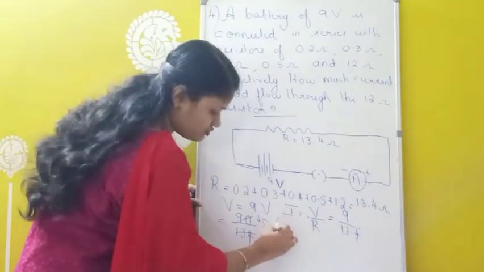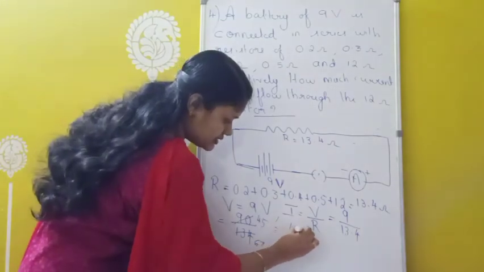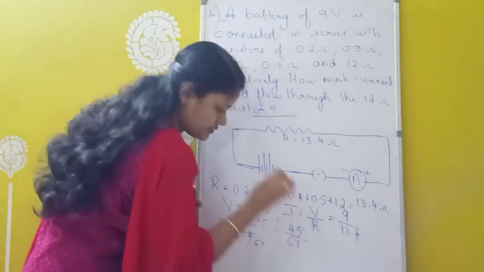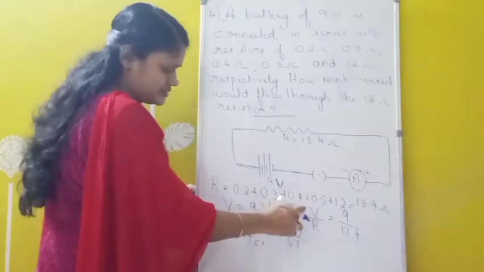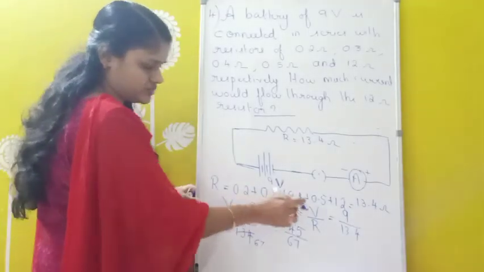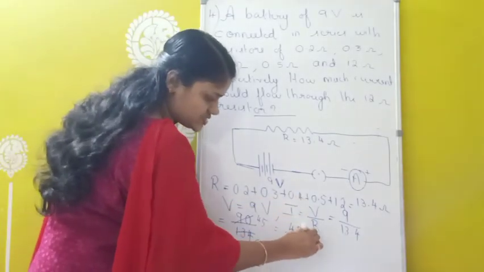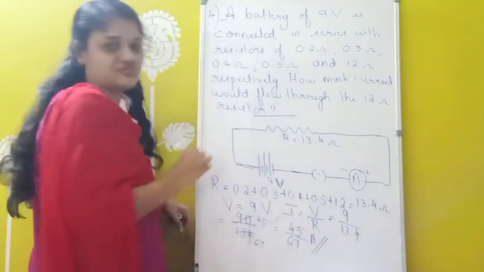So I will be getting 45 divided by 67. So we can write like this itself. Okay, this much. What we are finding now? Current. Okay, so it's 45 by 67 ampere. So this is the final answer.